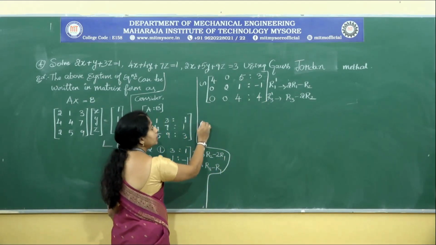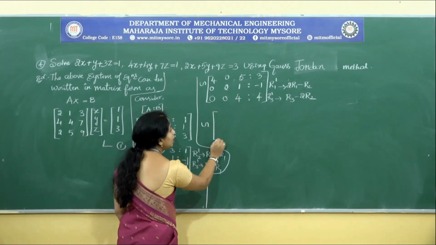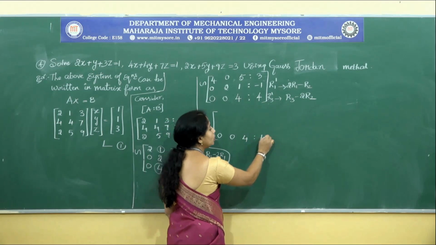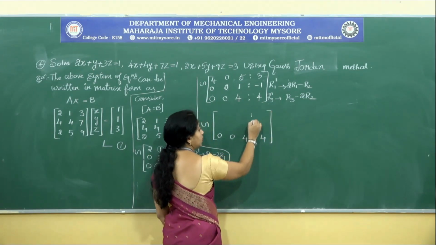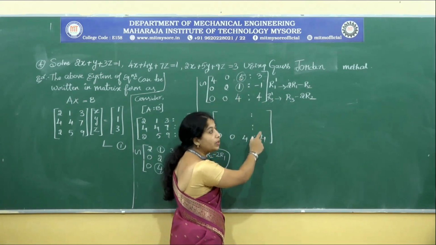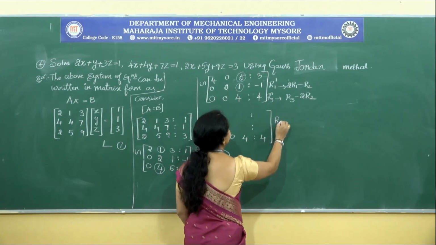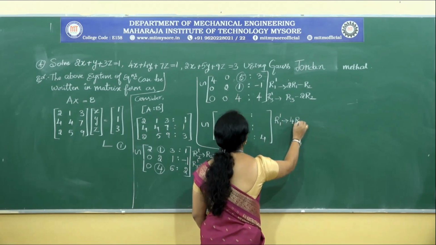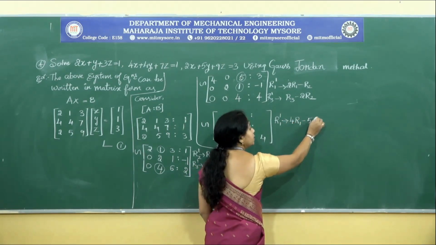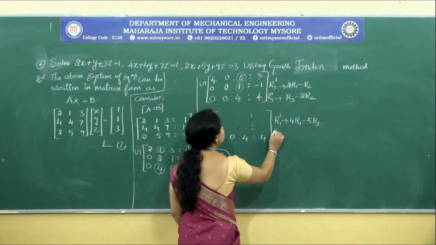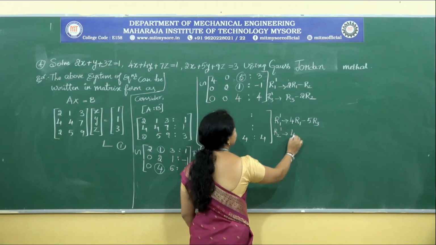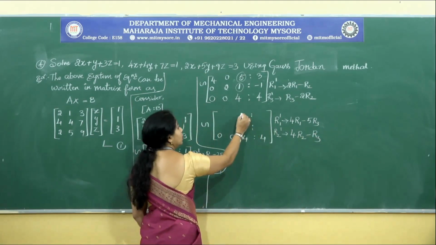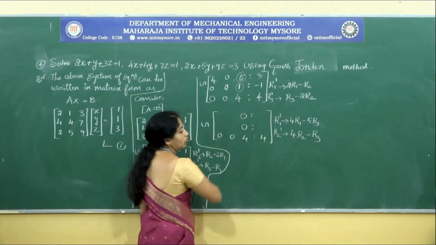Now, this matrix is equivalent to, write the last row as it is 0, 0, 4, 4. Now, the row operation is R1 dash is 4 times R1 minus 5 times R3, then R2 dash will be 4 times R2 minus R3. Now, these two elements are 0.